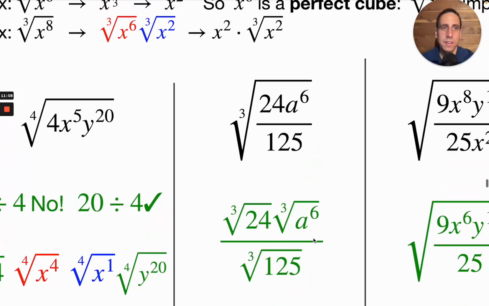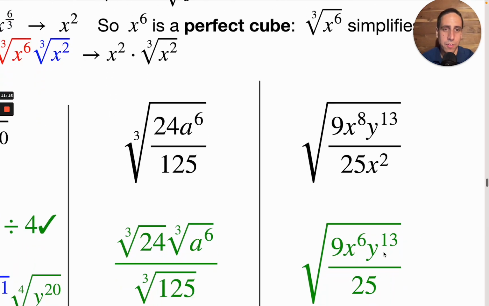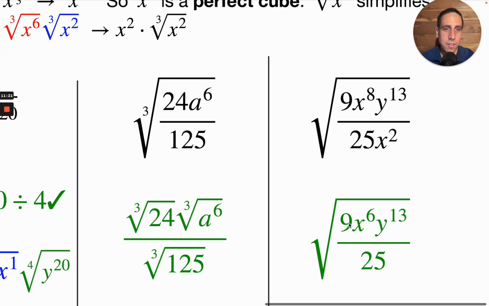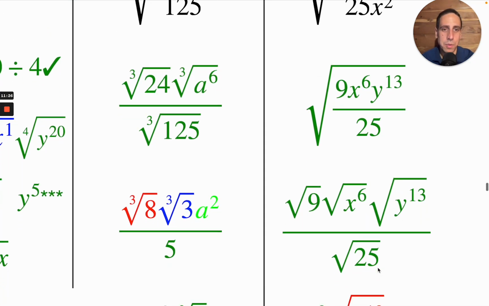All right, next one. Ooh, there's a whole lot going on here. I think what I'm going to do first is I see there's an x in the top and x in the bottom. I'm going to simplify those first. 8 minus 2 is 6, and so it's x to the 6th. And then I'm going to split these up. The 9, the x, the y, and the 25 are all going to get their own square roots, just so it's a bit of a divide and conquer kind of a deal.